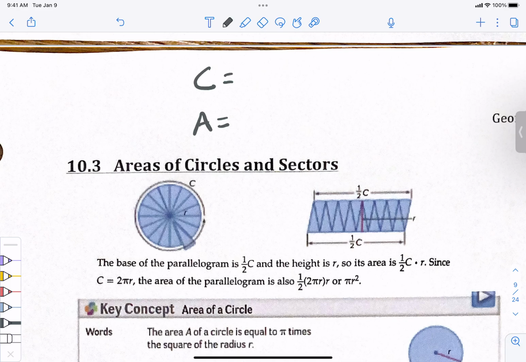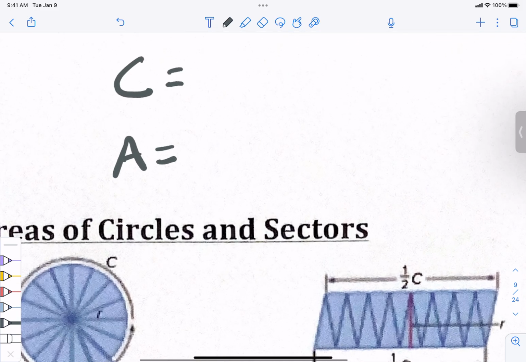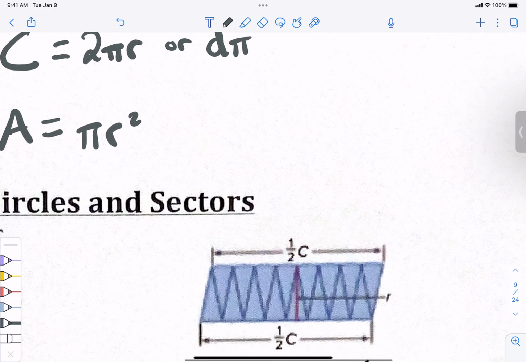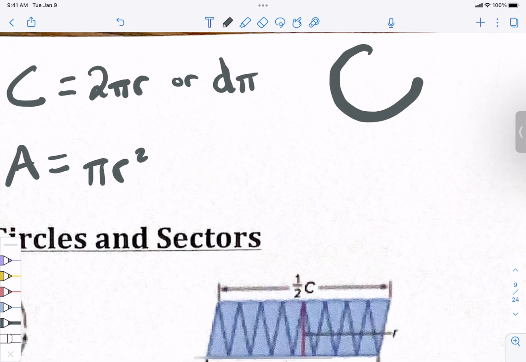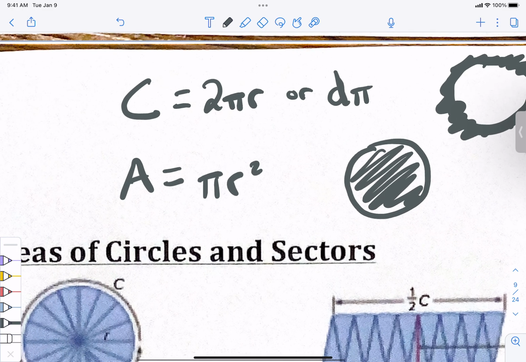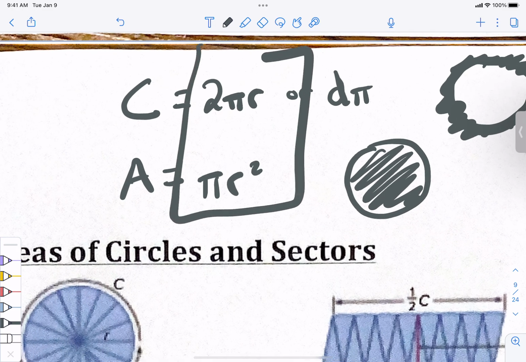How do you find circumference of a circle? What's the formula? Pi r squared. That's area, pi r squared. 2 pi r or diameter times pi. That's circumference, okay? And just so that we're clear, circumference of a circle means all the way around, like this distance right here. What's area of a circle mean? The full thing, like shaded in, right? Okay, so circumference and area look like that.